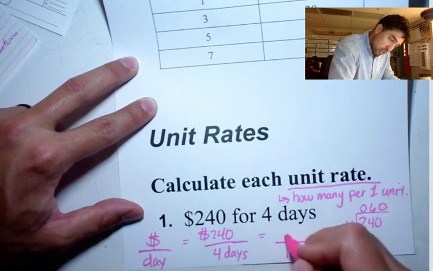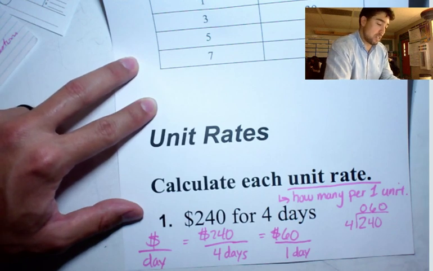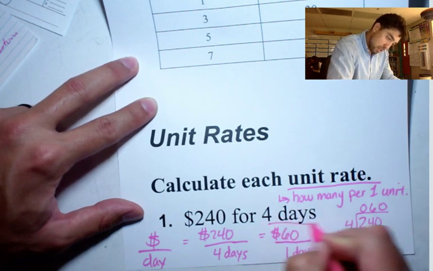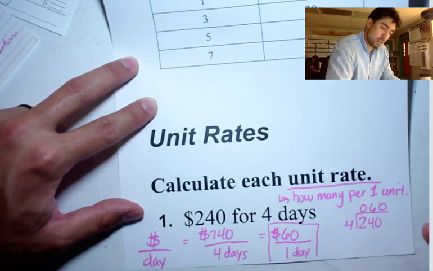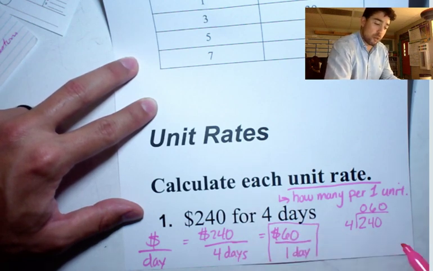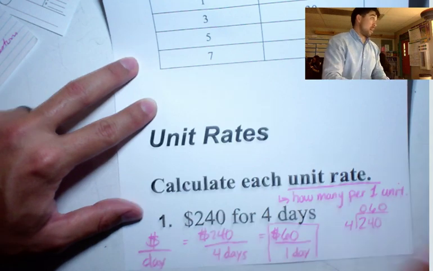So what does this mean? Let's say this was Nadia, and this was the amount of money that she makes. What does this tell us about the money? $60 for 1 day. Awesome. She made $60 per day. Right? So in order to calculate unit rates, you're just going to simplify. And we're trying to find out how many per one. Questions on that? All right.